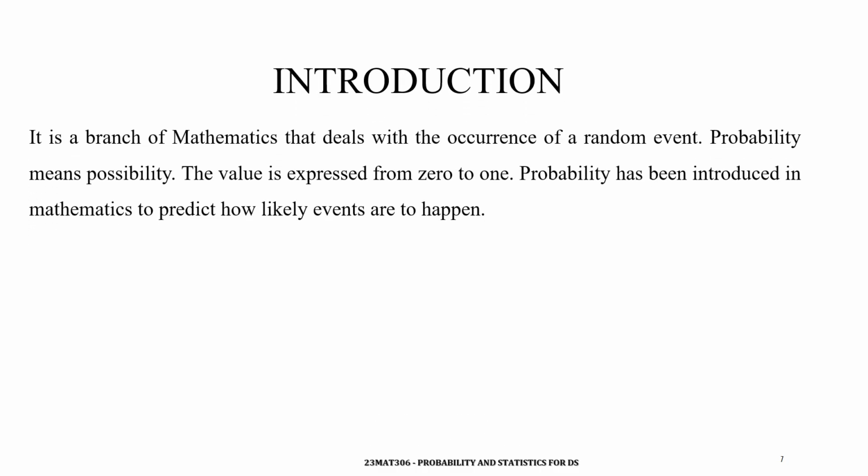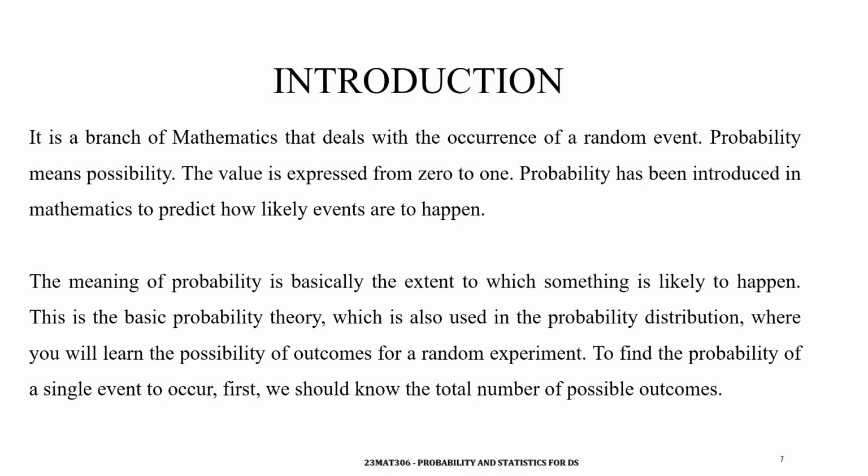So, what is probability? Probability is a branch of mathematics that deals with uncertainty. It tells us how likely an event is to occur. The value of probability lies between 0 and 1, where 0 means impossible and 1 means certain. Probability helps us predict outcomes and make decisions in uncertain situations, which is very important in real-life applications.